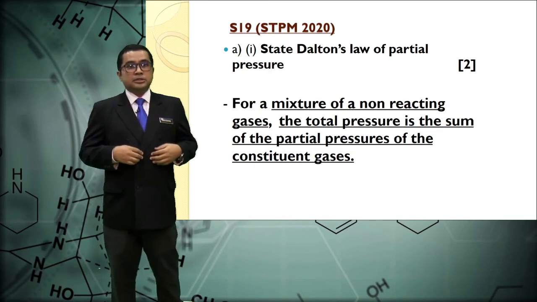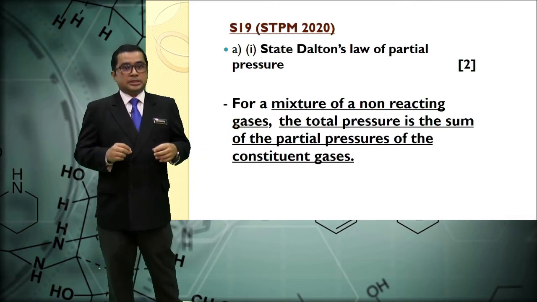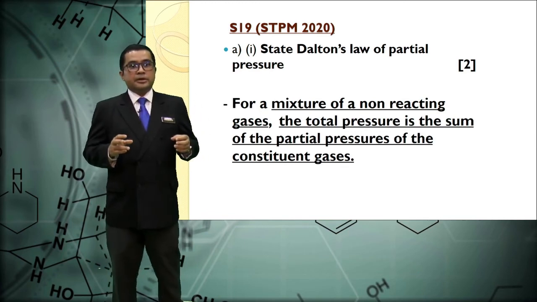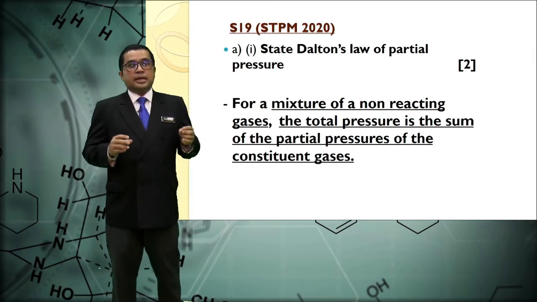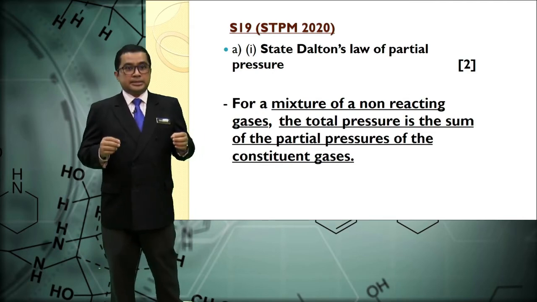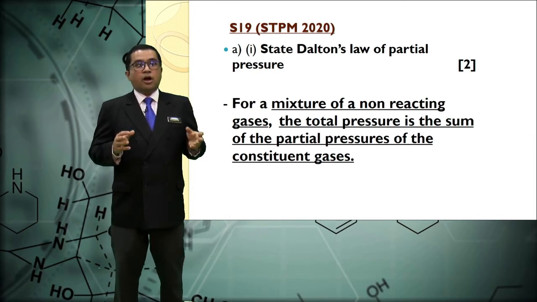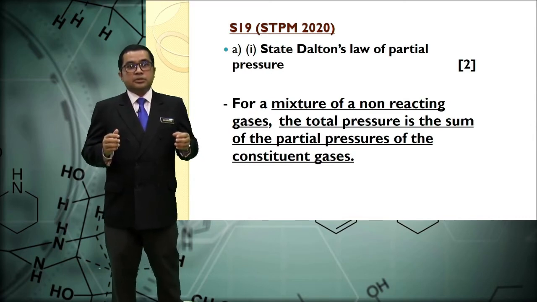Okay, to answer this question, you have to give the complete definition. For example, the answer will be: for a mixture of non-reacting gases. Remember that this is the law that explains the non-reacting gases. Make sure that the gases are not reacting with each other. So for a mixture of non-reacting gases, the total pressure is the sum of the partial pressures of the constituent gases.